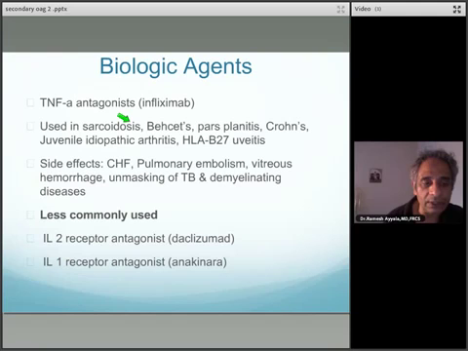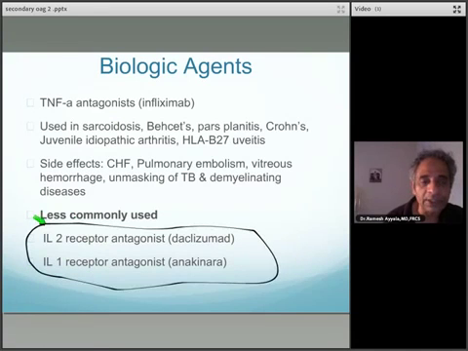We don't use that much the IL-1 and IL-2 receptor antagonists; they are much less commonly used drugs, but they may ask you questions regarding these drugs, so at least you should be familiar with these drugs and the mechanism of action of these drugs, if nothing else.